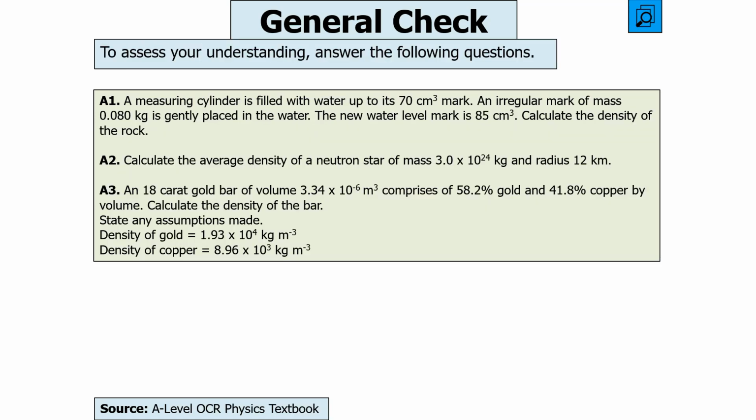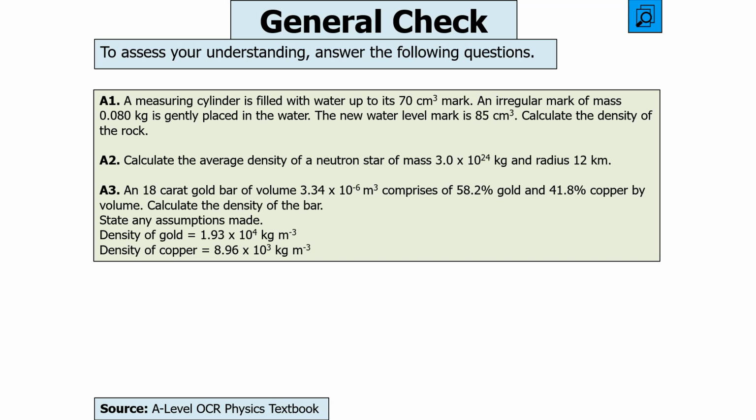The next question says, a measuring cylinder is filled with water up to the 70 centimeters cubed mark, and a rock of mass 0.080 kilograms is gently placed in the water. The new water level is 85 centimeters cubed. Calculate the density of the rock, and then calculate the average density of a neutron star of mass 3 times 10 to the 24 kilograms and radius 12 kilometers.